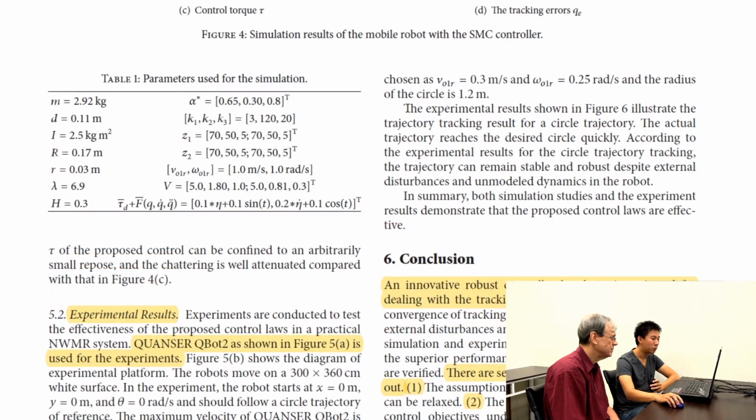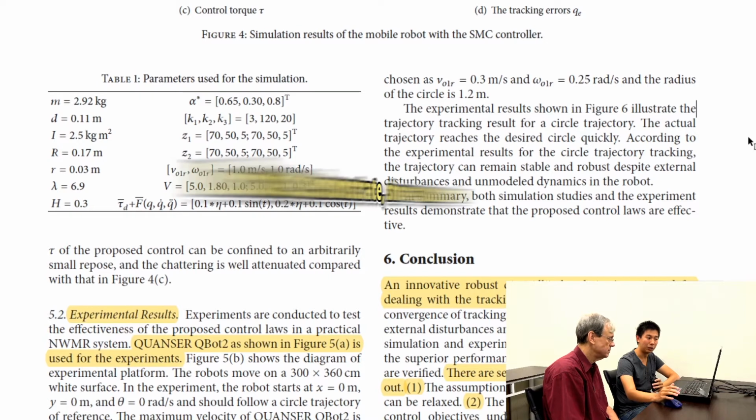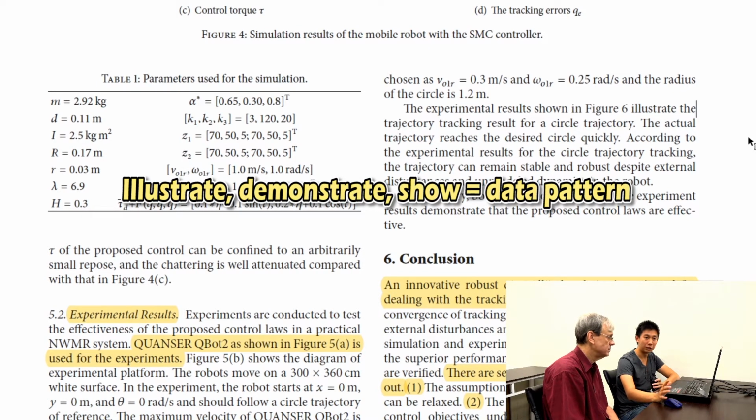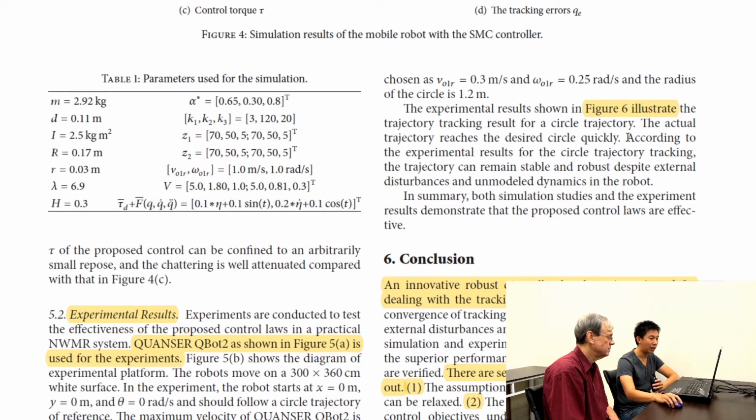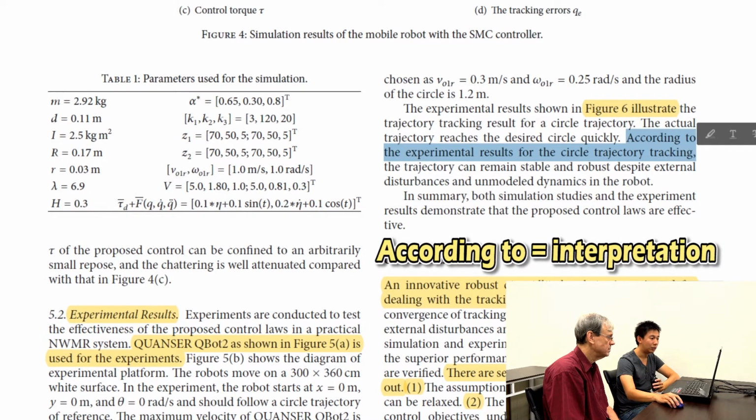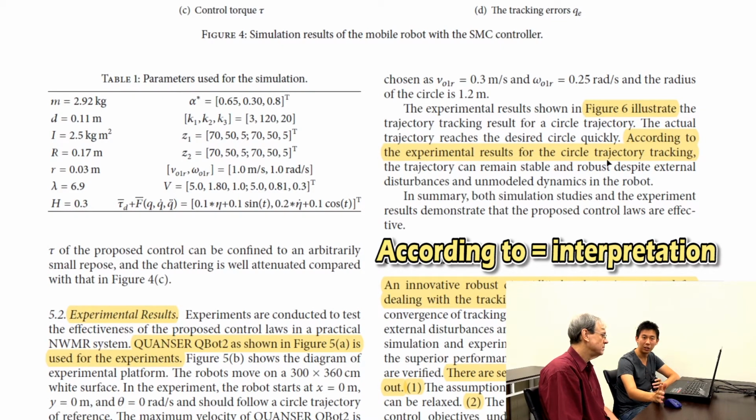And the other one, as you can see here, is Figure 6, which illustrates the result. As you have said many times about the testing method and the data patterns, they will have keywords like illustrate, demonstrate, show. So this one is very clear. This is a data pattern. And the other one is the experiment result for the circle trajectory tracking. They refer to this result, and then they explain the interpretations.